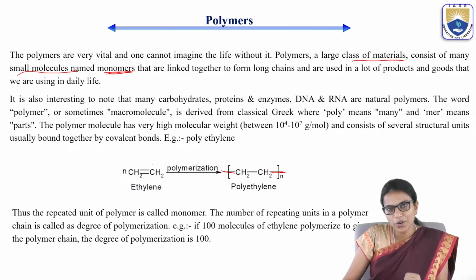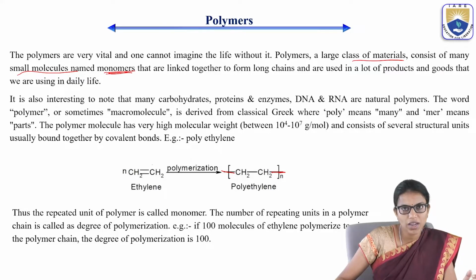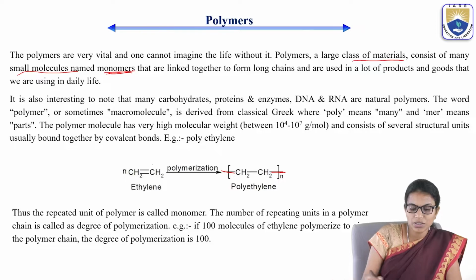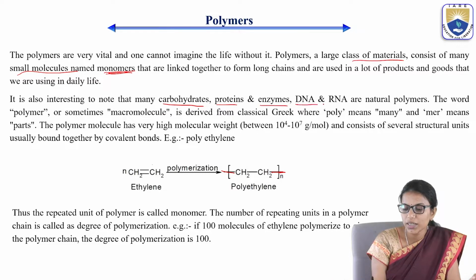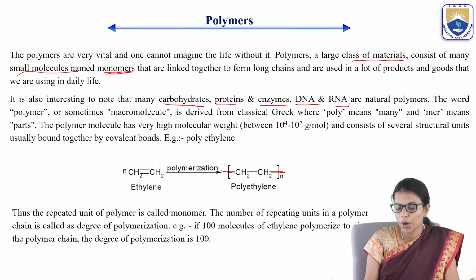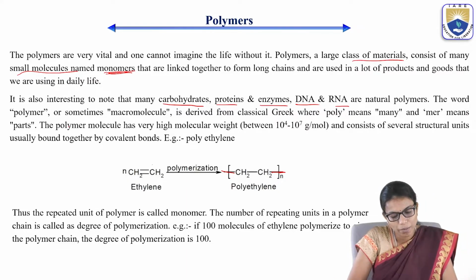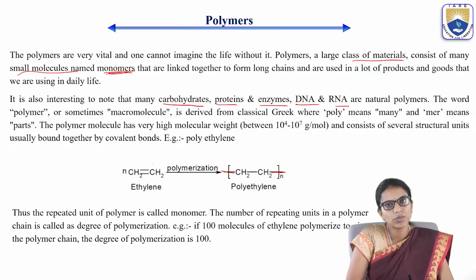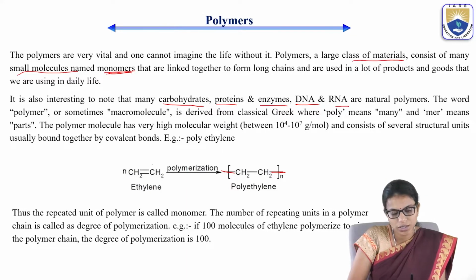Here, I have already mentioned the meaning of the polymer. Now it comes to some natural polymers also. It is interesting to note that many carbohydrates, proteins and enzymes, DNA, RNA are natural polymers. The word polymer, sometimes known as macromolecules, is derived from classical Greek words, and poly means many and mer means the part. So I have already discussed this previously.